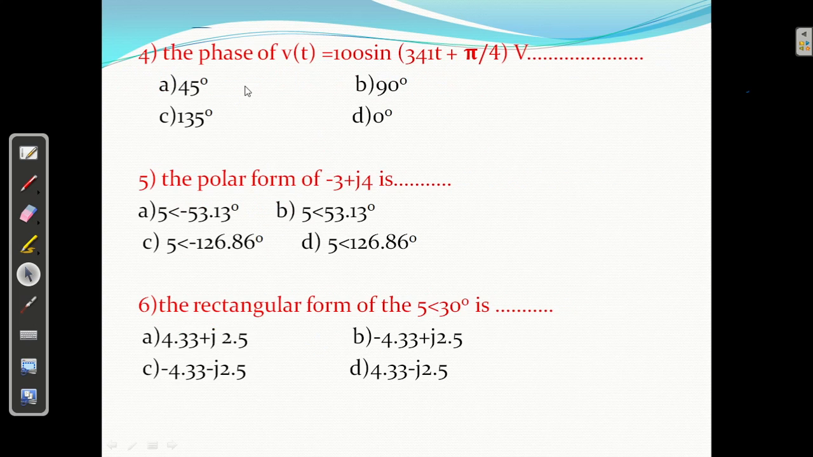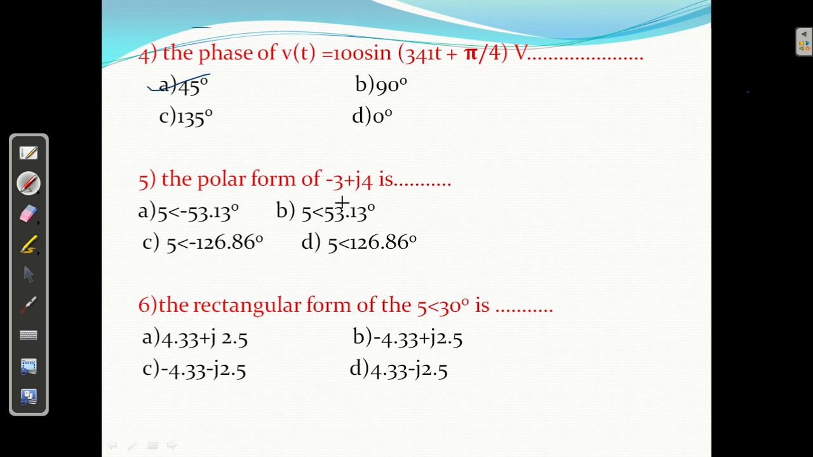Question number 4. The phase of V of t equal to 100 sine 341t plus pi by 4. So pi by 4 is the phase, that is the answer is 45 degree.